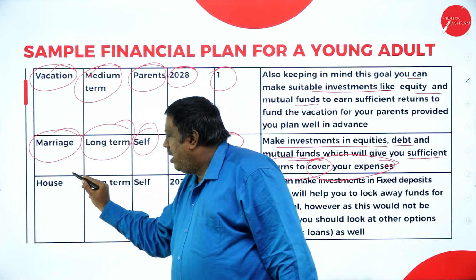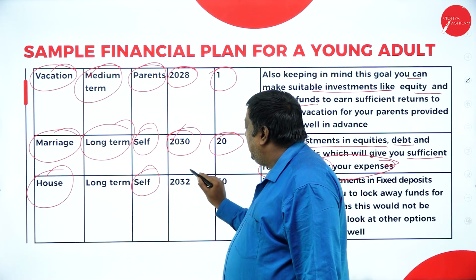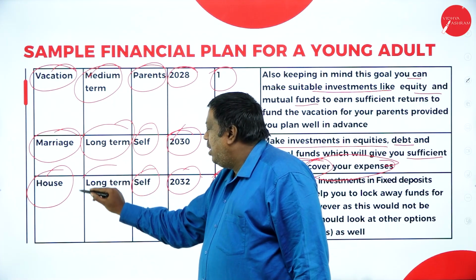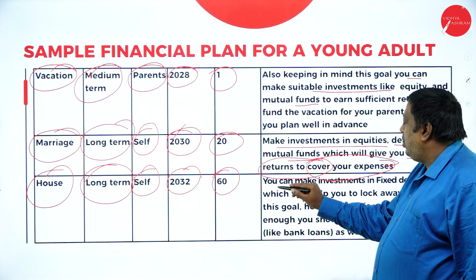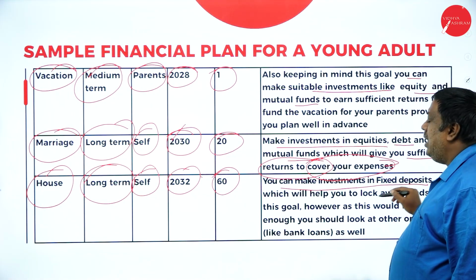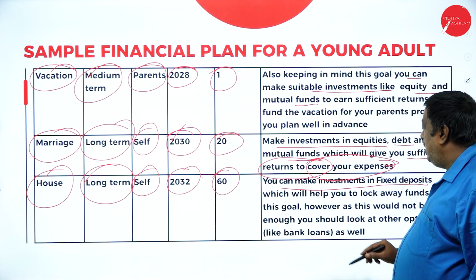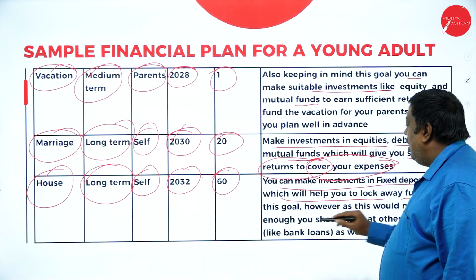The next one: I want to purchase a house for myself after 10 years, and my expectation is 60 lakhs, and it is a long-term process. So for 60 lakhs, what do I have to do? I have to invest the amount I am earning in fixed deposits, which helps me lock away some funds for this goal.